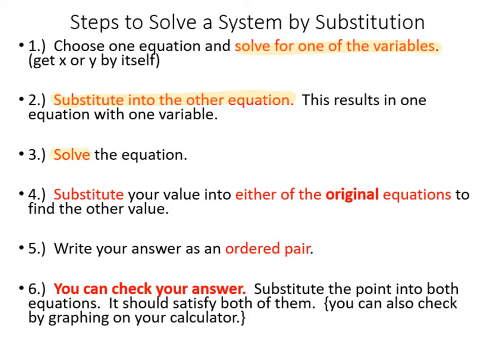Then you will solve the equation and substitute your value into either of the original equations to find the other value. Then write your answer as an ordered pair, and finally check your answer by substituting the point back into both the equations. It should satisfy both of the equations separately.